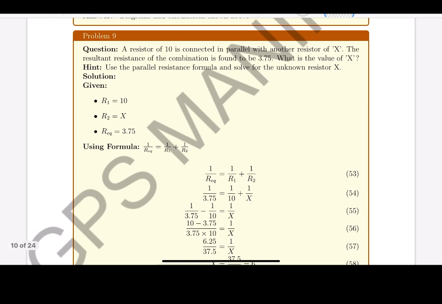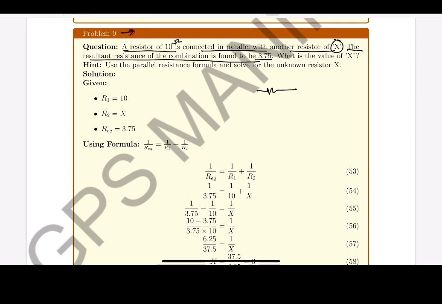Let's go next. Question number 9. What does question number 9 say? A resistor of 10 is connected in parallel with another resistor X. The resultant resistance of the combination is found to be 3.75. What is the value of X? So we have 10, and another resistor is X. They are connected in parallel, and the equivalent Req comes out to be 3.75. This is the equivalent one. Okay, now let's go.